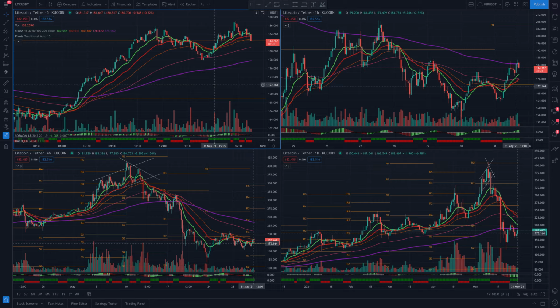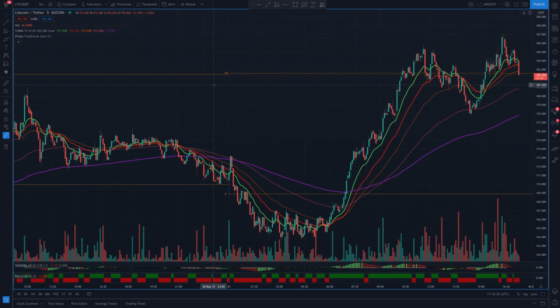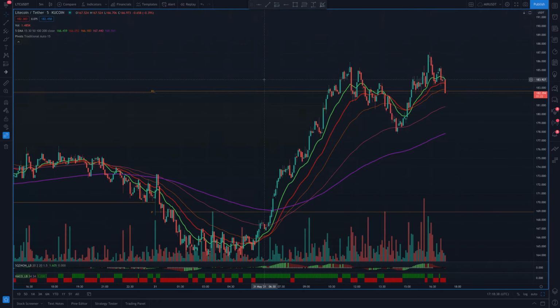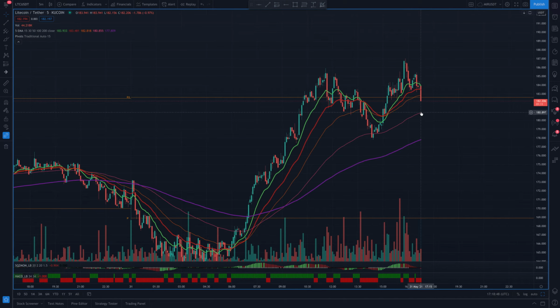Litecoin's having an interesting price action movement right now. If we look at the 5-minute chart, this is the 5-minute chart. The price is actually just testing the pivot point and resistance point right now, as you can see right here.